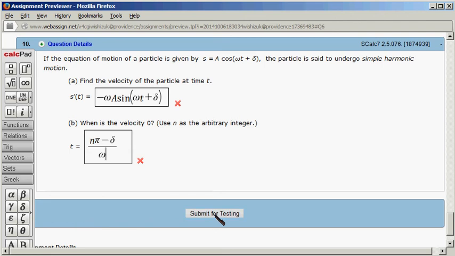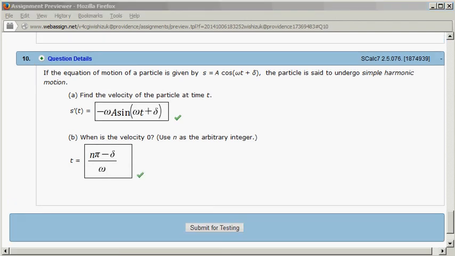So let's submit for testing. All right, it came back and looks like we got both of these correctly. That's it. I hope that this was clear.